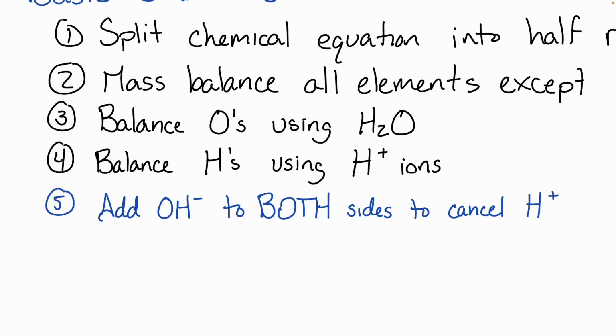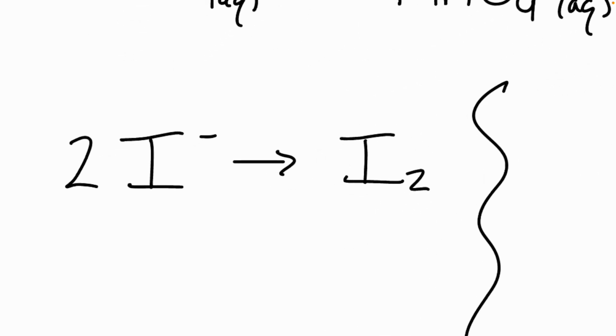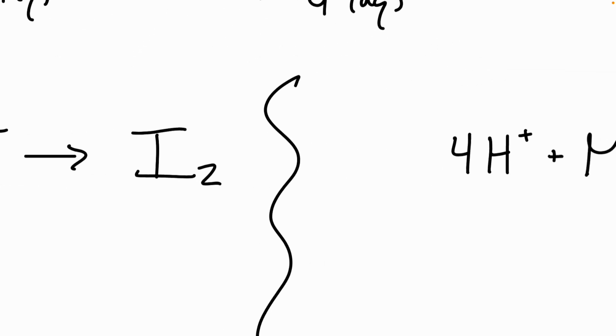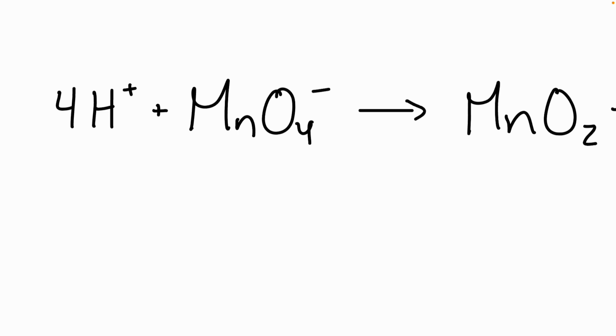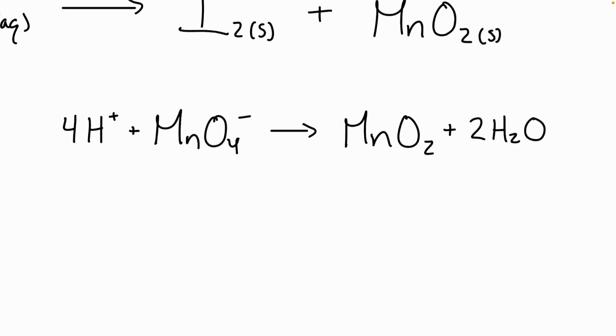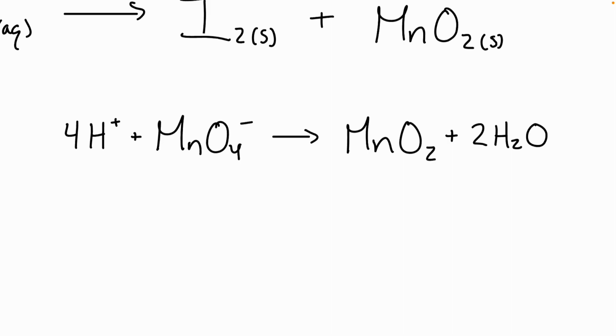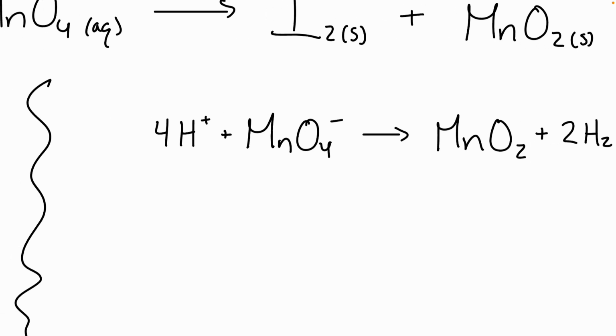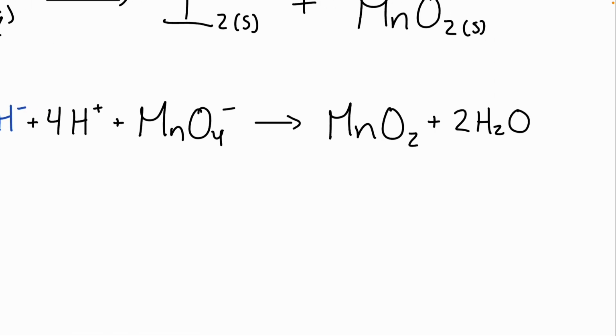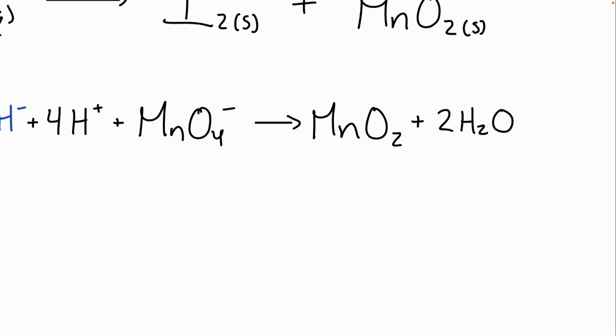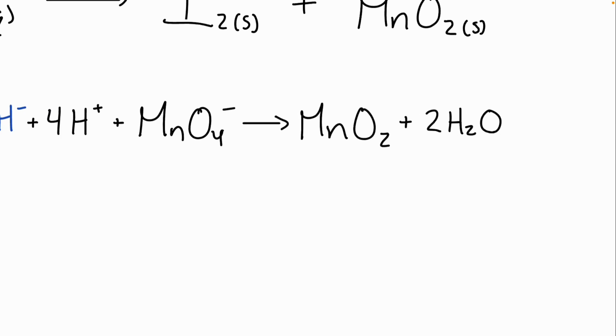Okay? So I don't have to worry about it over here because I don't have any H pluses. But over here, I need to get rid of these H pluses. So I'm going to add hydroxide ions to both sides to cancel them out. And we got to do it to both sides. Otherwise, we'll mess up our balancing. Right? So over here, I'm going to add 4 hydroxide ions. And I'm going to do the same thing over here. I'm also going to add 4 hydroxide ions.